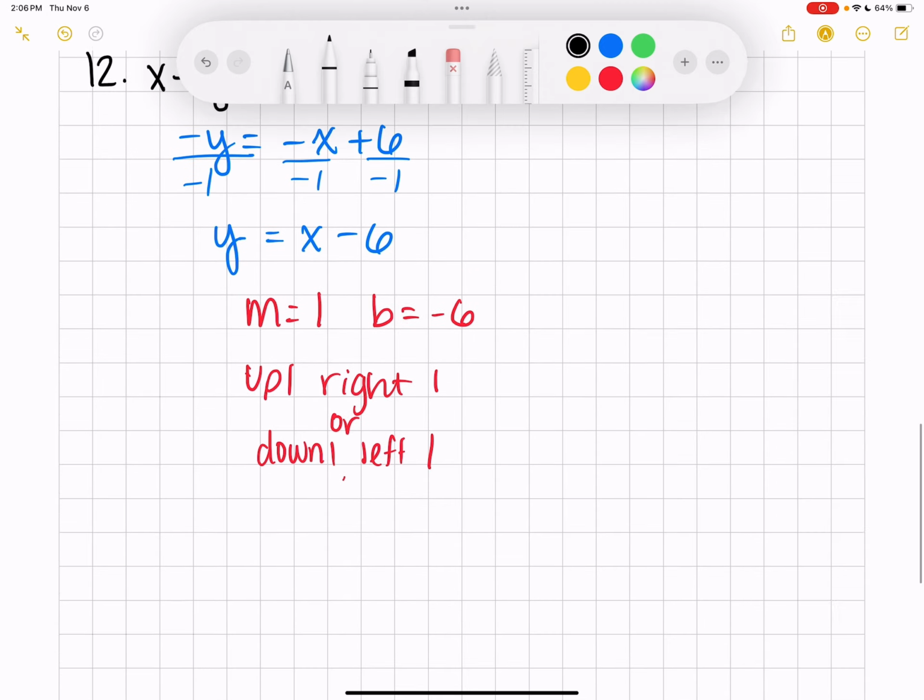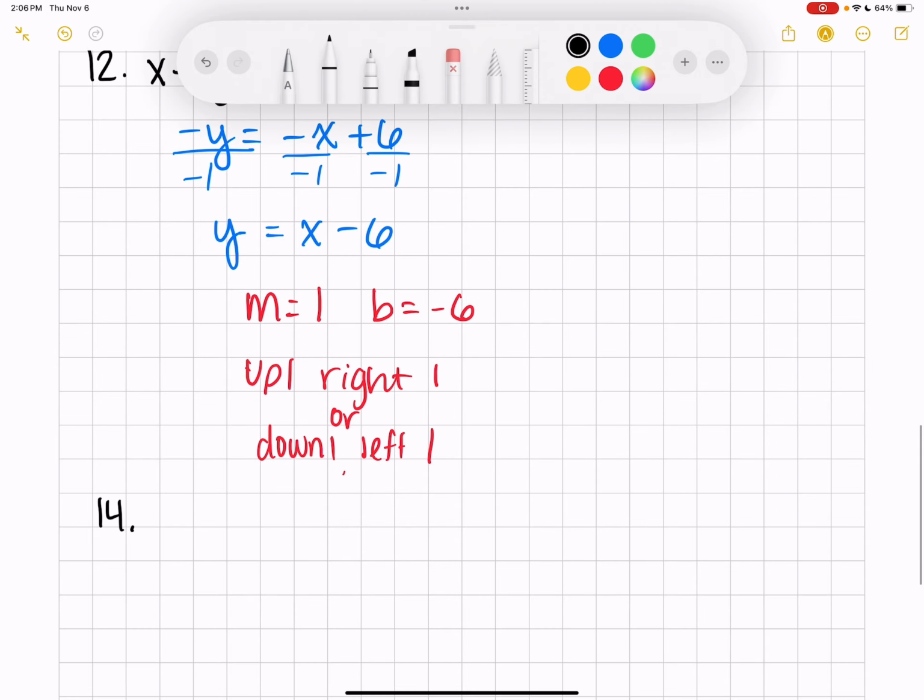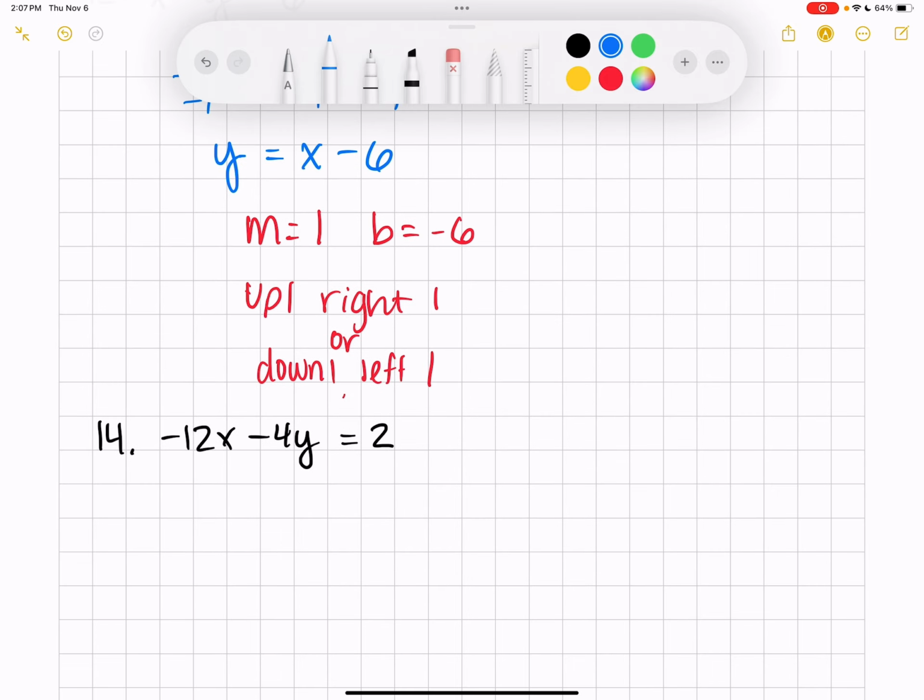All right, 14. Negative 12x minus 4y equals 2. I got to get y by itself. I want it in slope-intercept form. So basically, you gotta add 12x. And then you gotta divide by negative 4. So then that's going to be negative 3x minus one half.